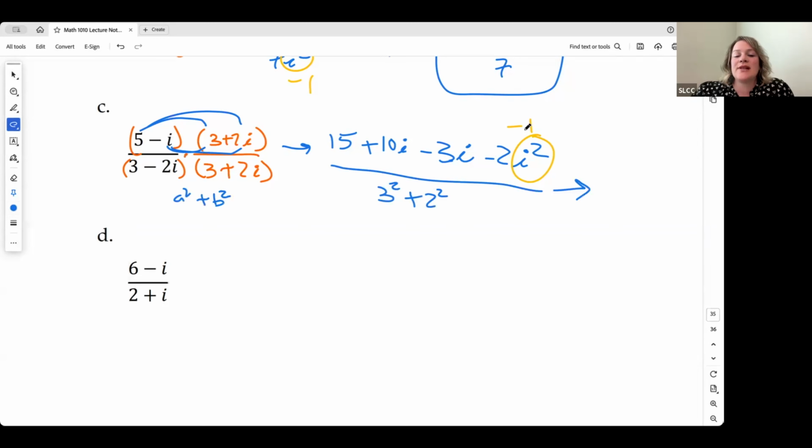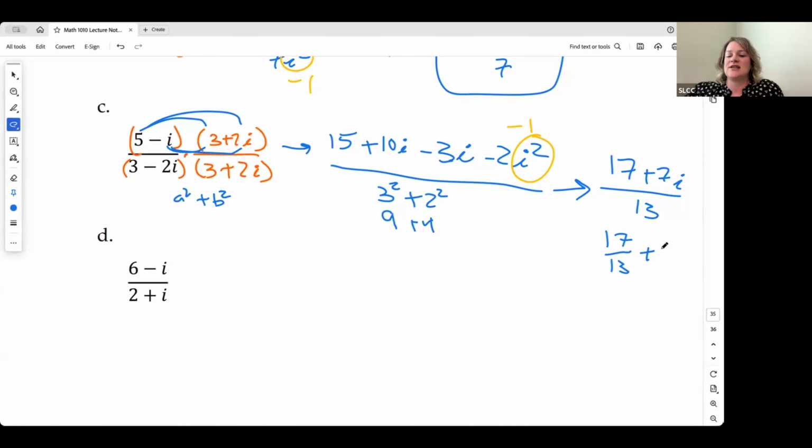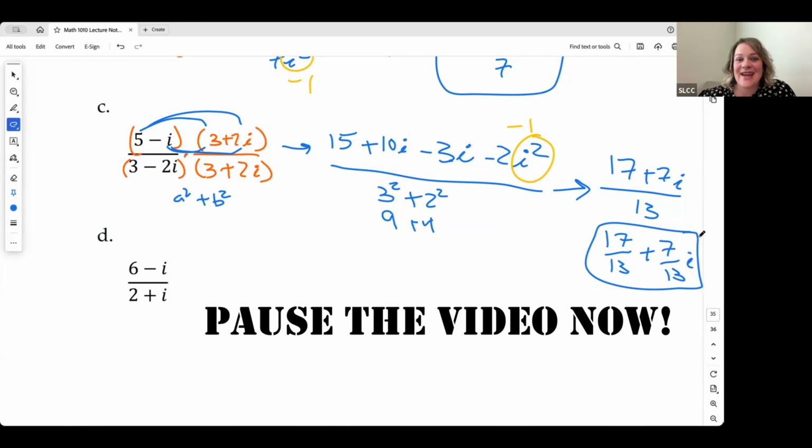I have 15 plus 2, so 17, and then 10 minus 3, so plus 7i, and then divided by 9 plus 4, so 13. Am I done? Should I box it? No, you've got to leave it in the form a plus bi. Okay, so make sure if you have a fraction like this that you separate it into 17/13 plus 7/13 i, a plus bi. Keep it organized. All right, why don't you try D and then come back and see how you did.